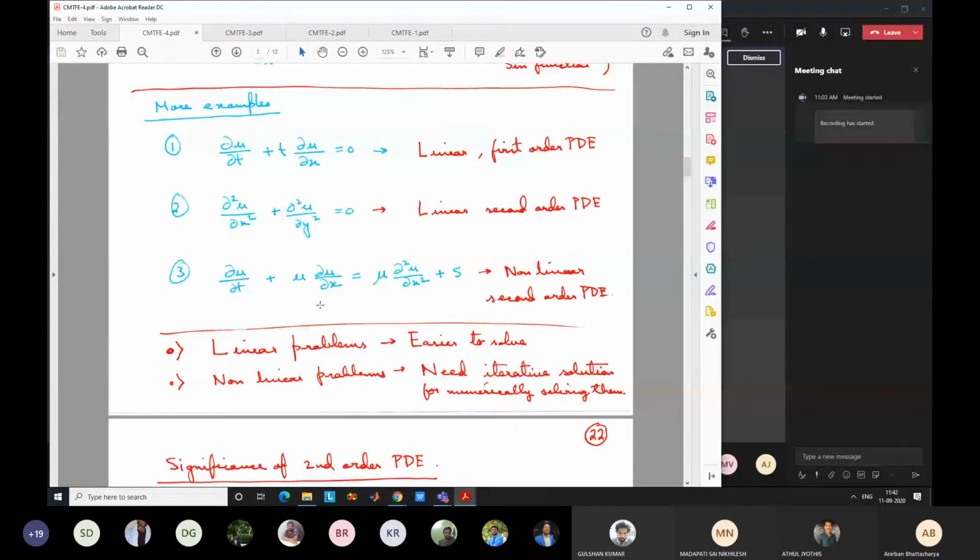Analytically you can solve them for some simple cases of non-linear problems. But if you want to solve numerically, the solution process may be slightly tricky. Okay. Any questions up to this point?